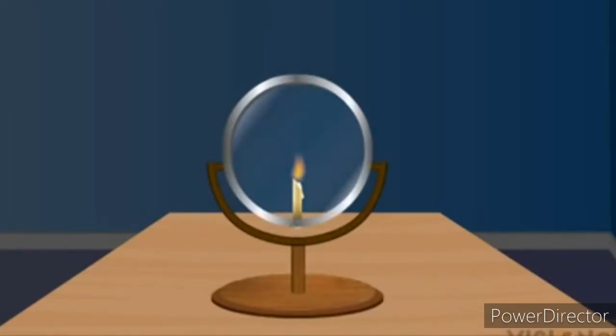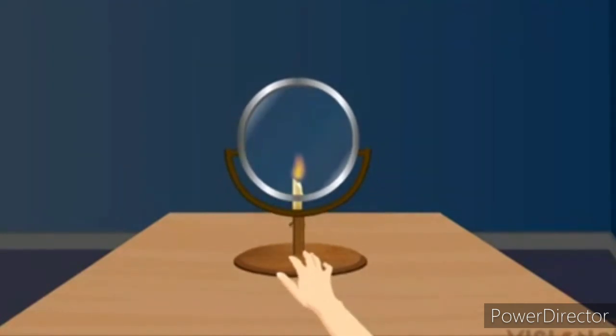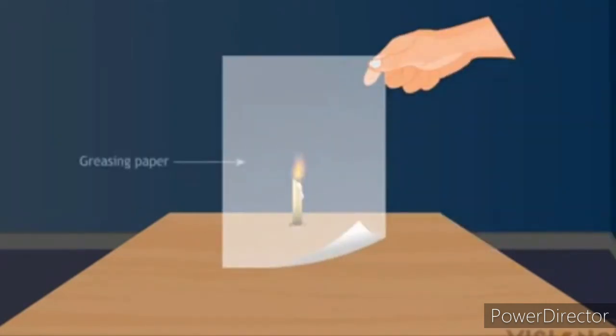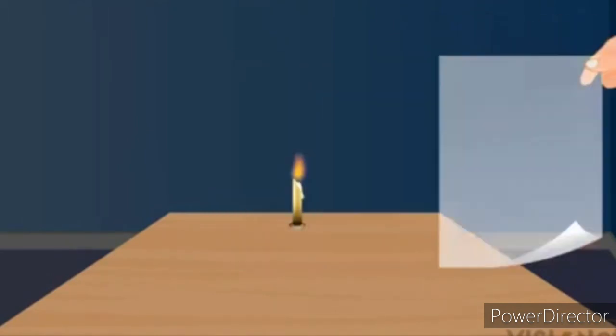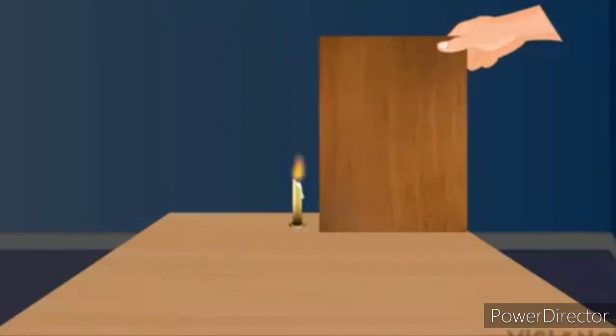Transparent medium. The substance which allows the light completely to pass through it is called a transparent substance or transparent medium. Examples are air, water, and glass, etc. Translucent medium. The substance which allows the light partially to pass through it is called a translucent substance or translucent medium. Examples: tracing paper, oil paper, grease paper, etc. Next, opaque medium. The substance which does not allow light to pass through it is called an opaque medium. Examples: wood, wall, and metals, etc.